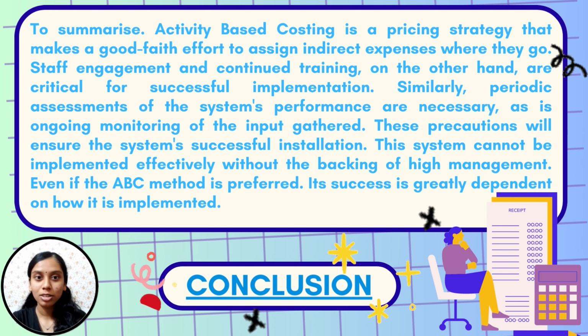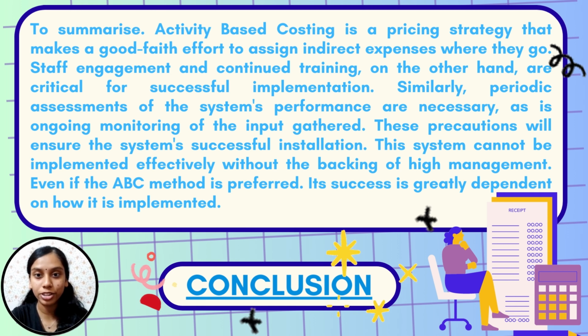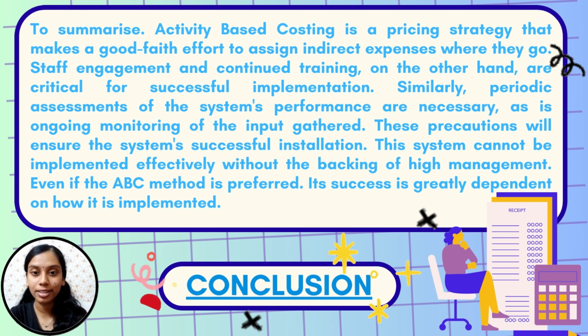Lastly, the conclusion. To summarize, activity-based costing is a pricing strategy that makes a good faith effort to assign indirect expenses where they belong. Staff engagement and continued training, on the other hand, are critical for successful implementation. Similarly, periodic assessments of the system's performance are necessary, as is ongoing monitoring of the input gathered. These precautions will ensure the system's successful installation. This system cannot be implemented effectively without the backing of top management. Even if the ABC method is preferred, its success greatly depends on how it is implemented.